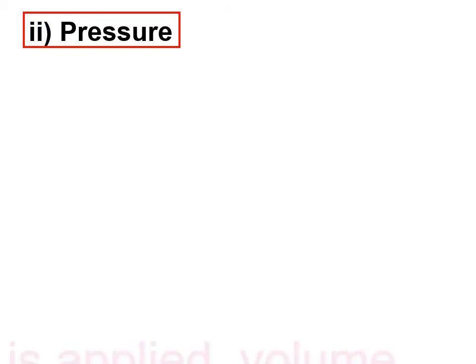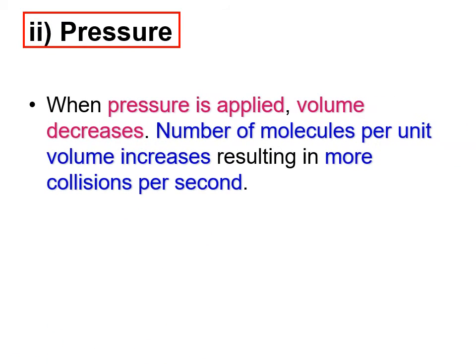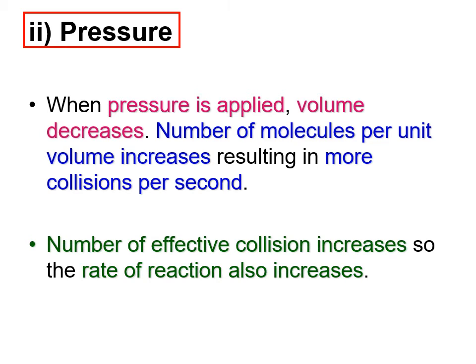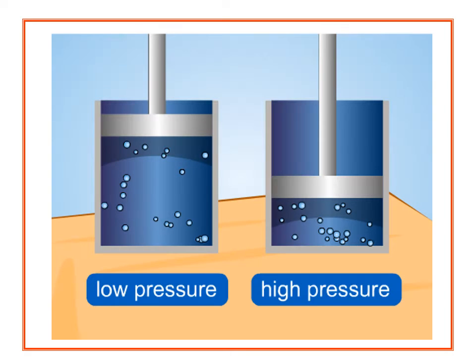Now let's look at the second one, pressure. When pressure is applied, the volume will decrease. The number of molecules per unit volume increases, resulting in more collisions per second. This is kinetic theory, if you remember chapter 2 in Sem 1. The number of effective collisions increases, so the rate of reaction also increases.